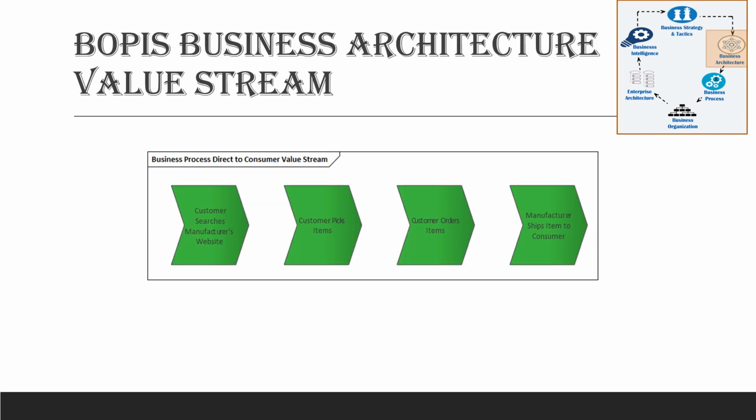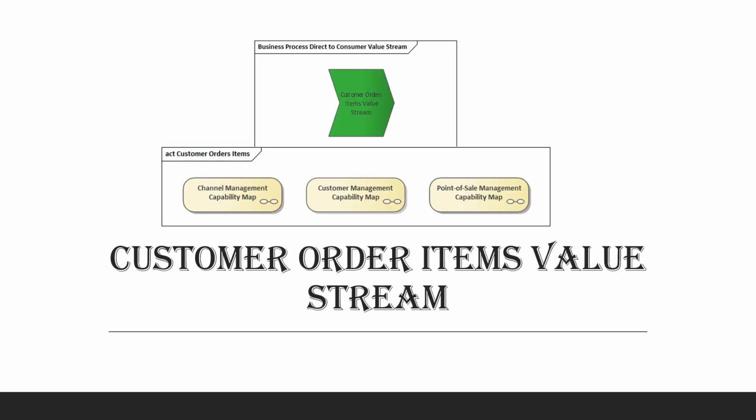Once you've identified the strategy for your company, you want to move around the loop to the business architecture component, where we identify value streams. Here's a BOPIS value stream in the business architecture world. Basically, the customer searches the manufacturer's website, picks items, orders items, and then gets them shipped or goes to pick them up. So we'll look at one of the value streams, the customer order items value stream.